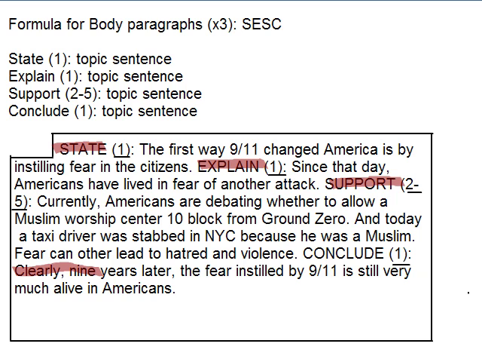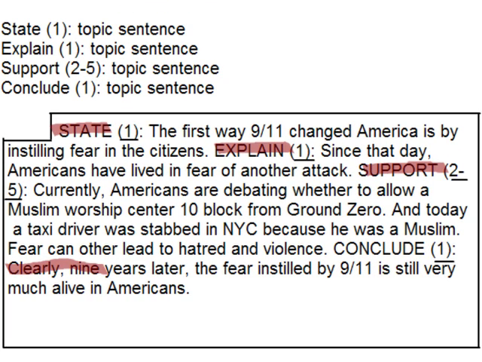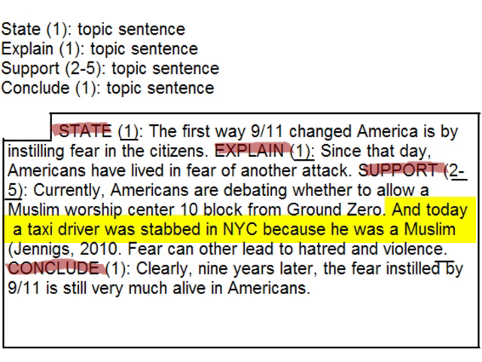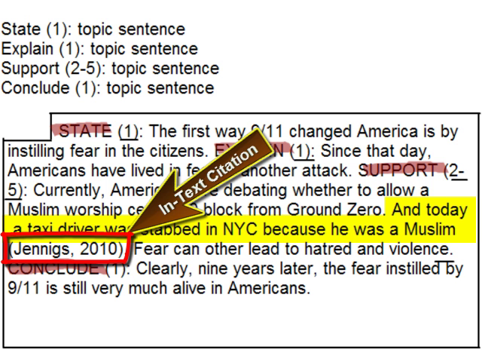You get 2 to 5 sentences to add details to the paragraph to support your main point, and then you get 1 sentence to conclude the paragraph. And that's the formula for a body paragraph. Whenever you are dealing with sources, that is where you would generally use, not always, put a source. For example, I could source this article from the New York Times that cab driver was stabbed.